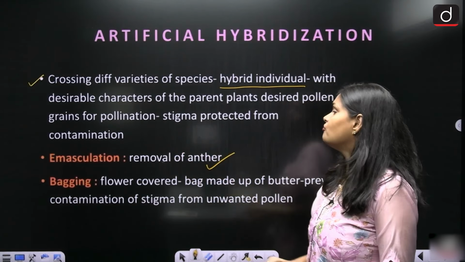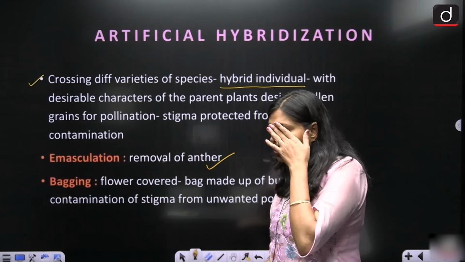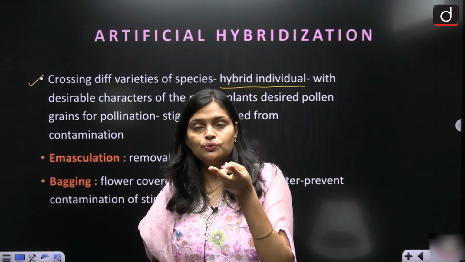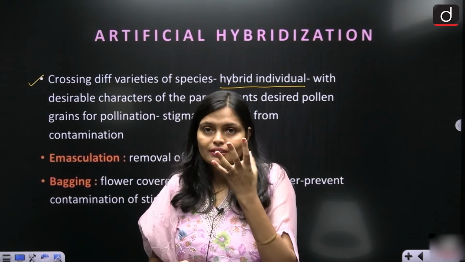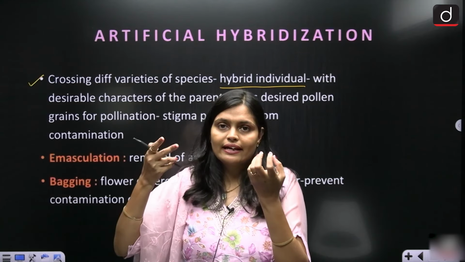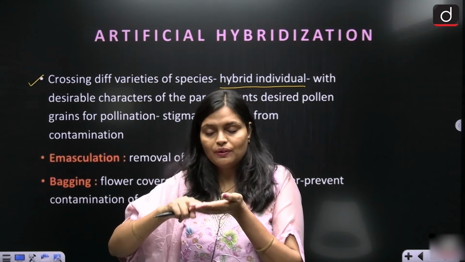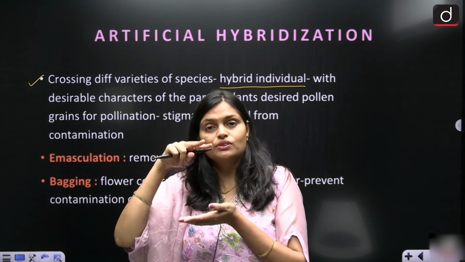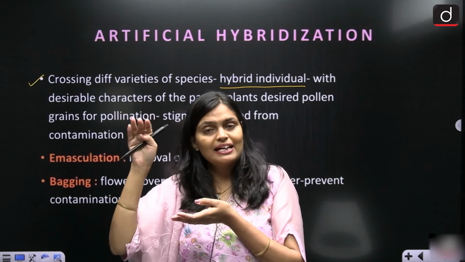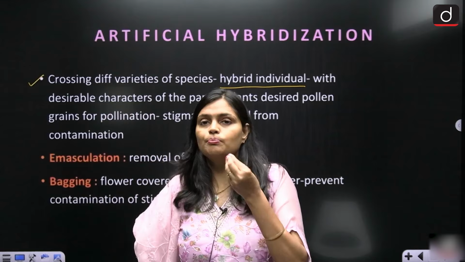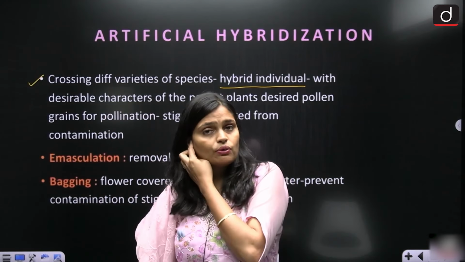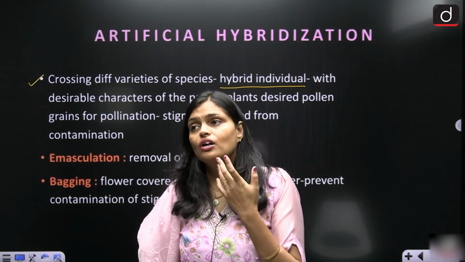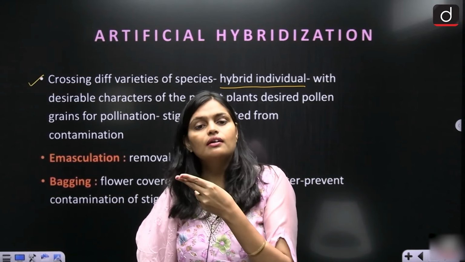Emasculation, removal of anther. How are you going to perform this activity, guys? You just need to cut the anther. Suppose you have a bisexual flower in which you have both a stamen and a pistil. When you cut the anther, that process of cutting the anther is called emasculation. Okay, you have cut the anther, now there is no anther, so no pollen grain forms, no pollination takes place. So this process is called emasculation. And it is not like you just leave the flower after cutting the anther.